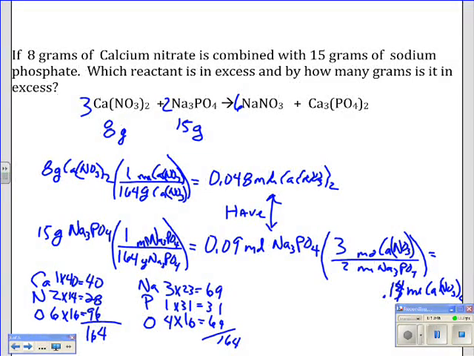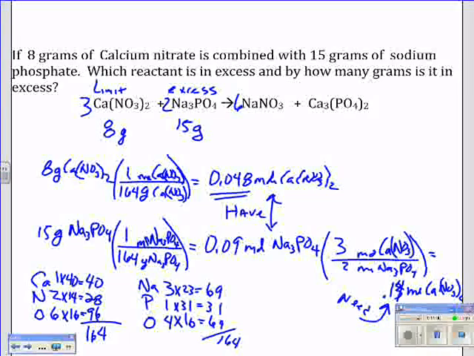So by looking at that, that tells me that that's how much calcium nitrate I would need. I don't have that much. So my calcium nitrate is limiting. That's my limiting reactant. Then that means that this is my excess. So the first part of my question asks which one's in excess. Sodium phosphate's in excess.